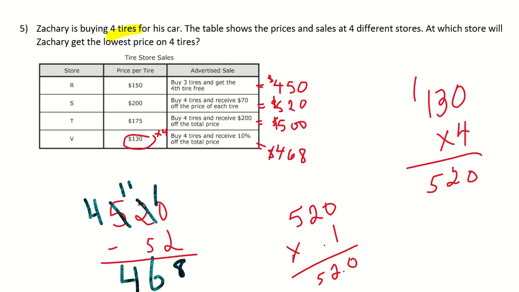Okay, so look at all 4 options. What is the best deal, cheapest price, lowest price? That's going to be store R, because using their deal, your total comes out to 450. So that's how you work through when you're comparing different discounts.